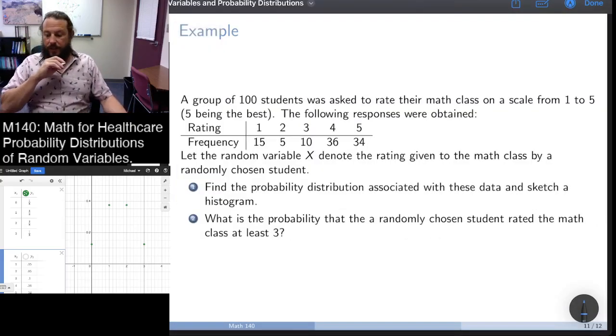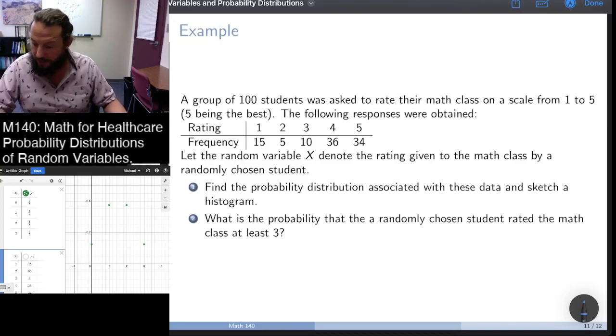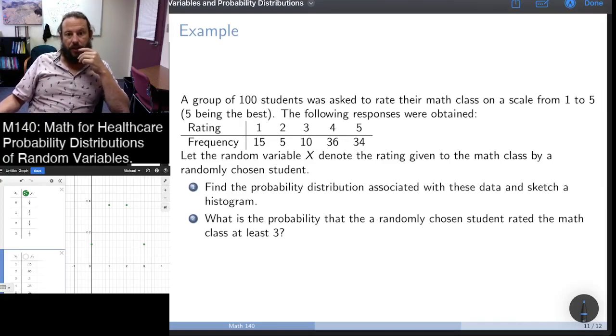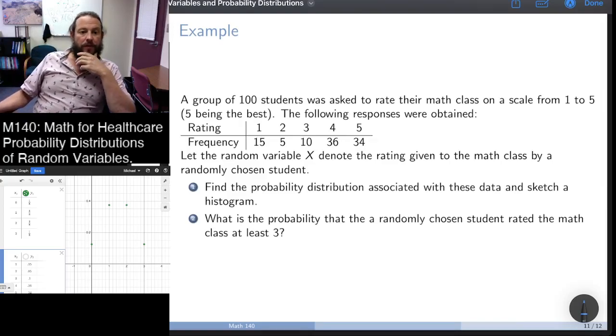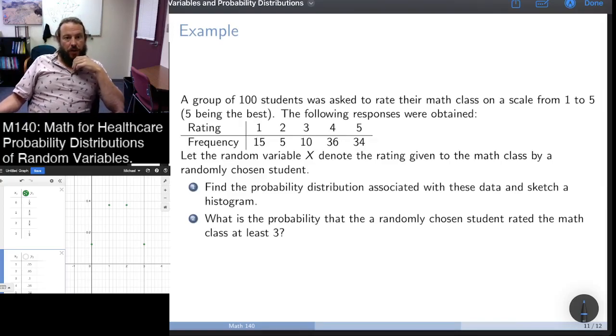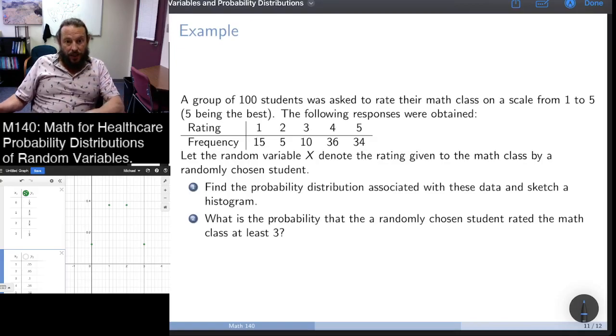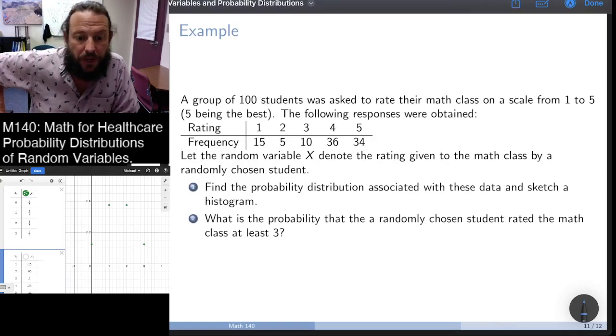All right, last example. Let's say we've got a group of 100 students. We ask them to rate their math class on a scale from 1 to 5, 5 being the best. The following responses were obtained. We're going to let the random variable x denote the rating given to the math class by a random student.